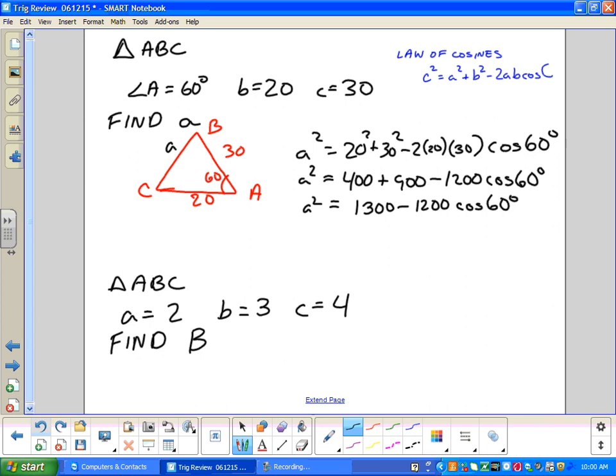You cannot write 100 cosine 60. You have to do the multiplication. And if you do 1200 times cosine 60, you get 600. And now they're like terms. So 700 is A squared. I take the square root. I get A equals the square root of 700, which is 10 times the square root of 7.